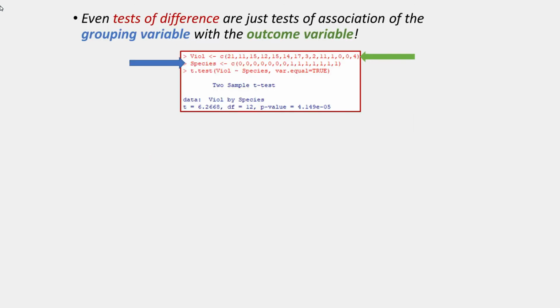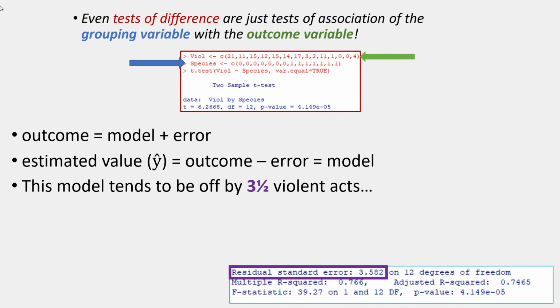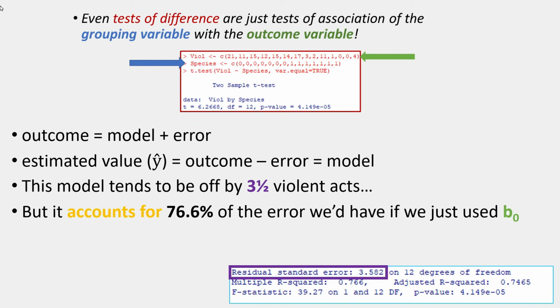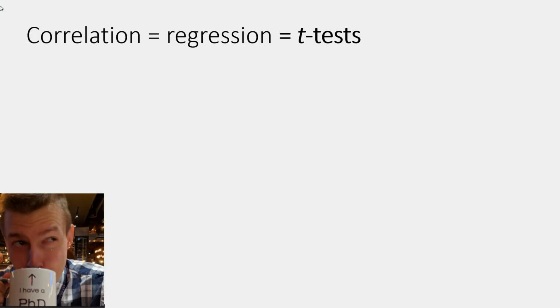What we pragmatically care about in all cases is how well we are doing with our model, with our description of the world, with what we're looking at. And we see from our output here that this model tends to be off by 3.5 violent acts. But it accounts for 76.6% of the error that we would have if we had just used beta sub naught, i.e. if we had no slope, i.e. if we did not take species into account, i.e. if we had just guessed the mean value of aggression, regardless of species, every time we wanted to predict the number of violent acts. One more quick DIY example before we move on to ANOVA.